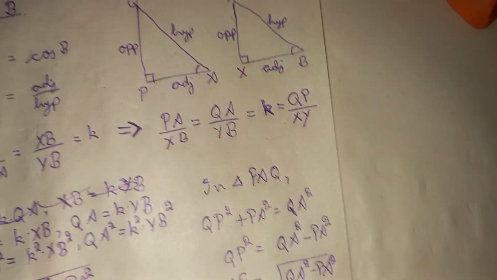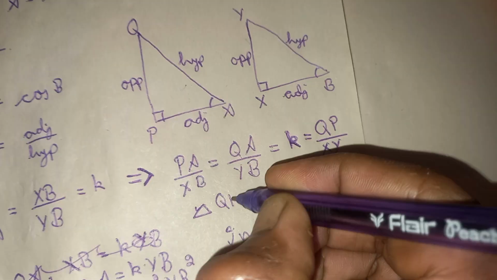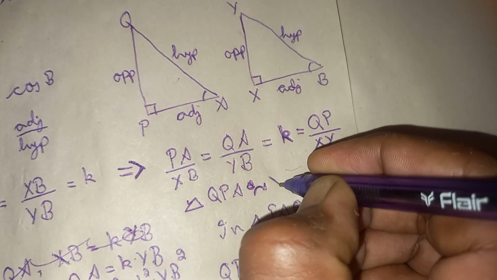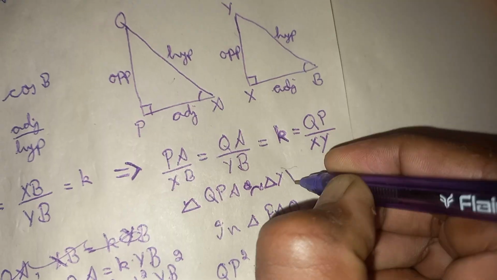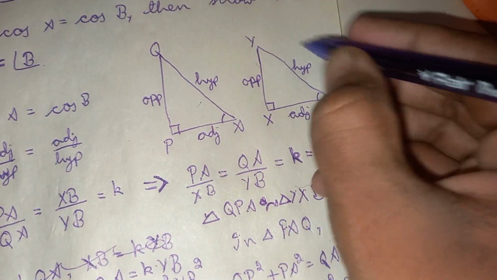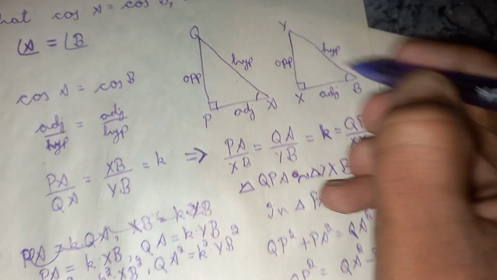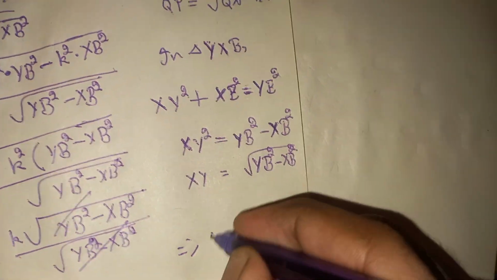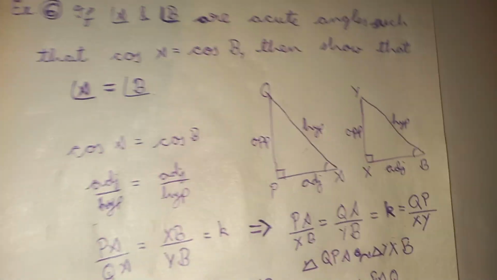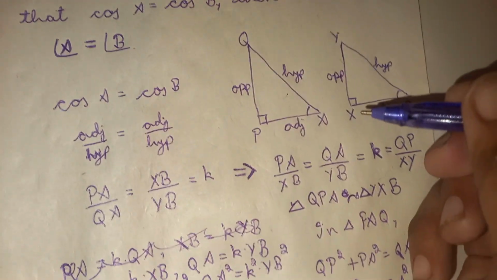So these two triangles are similar, that is triangle QPA is similar to triangle YXB. So angle A will be equal to angle B in similar triangles. Angle A equals angle B, and that similarity is known as SSS similarity, side similarity.